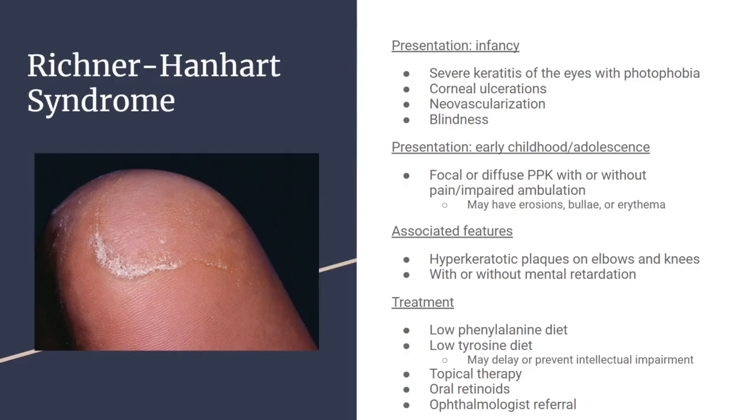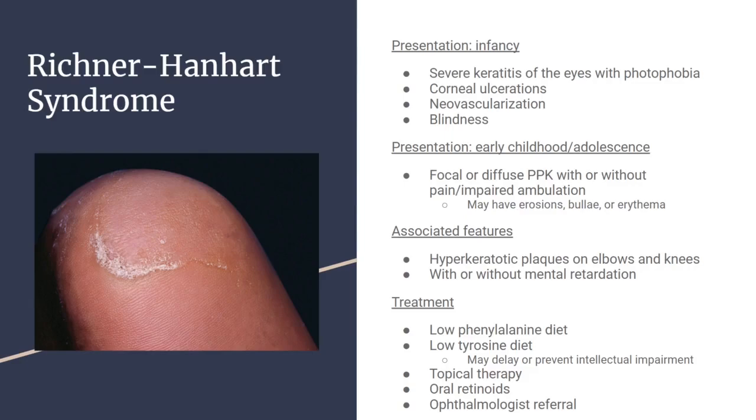All right, we have Richner-Hanhart syndrome. This disease presents in infancy with severe keratitis of the eyes with photophobia. There's corneal ulcerations and neovascularization that can happen with this, blindness as well. In addition to the eye symptoms, you're going to have a focal or diffuse PPK. There may be pain with it. You might have erosions, bullae, and erythema, but all this kind of varies.